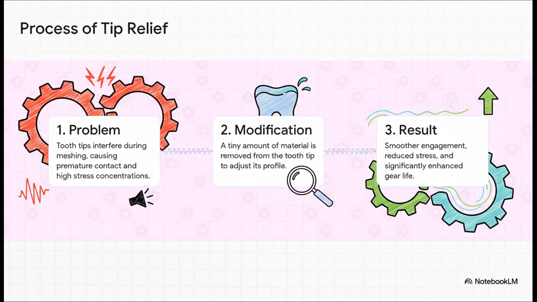As two gears are meshing, the very tip of one tooth can bump into the other one a little too early. That causes a nasty spike in stress and makes things noisy. The solution? It's called tip relief. It's where engineers shave off just a tiny, microscopic amount of material from the tooth's tip.